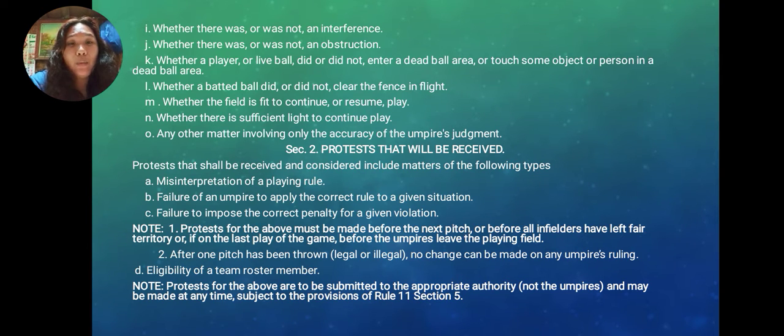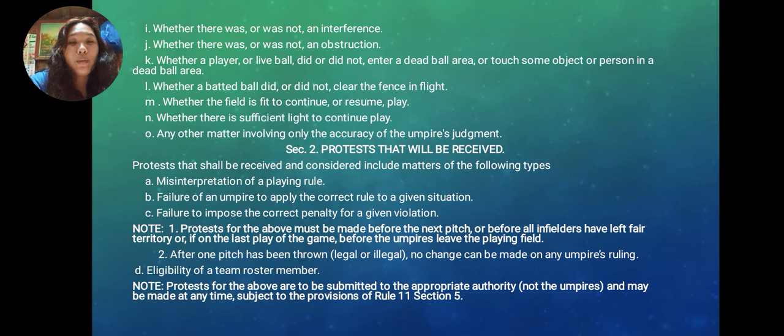Note, number 1, protest for the above must be made before the next pitch or before all infielders have left fair territory, or if on the last play of the game, before the umpires leave the playing field. For number 2, after one pitch has been thrown, legal or illegal, no change can be made on any umpire's ruling. For letter D, eligibility of a team roster member.